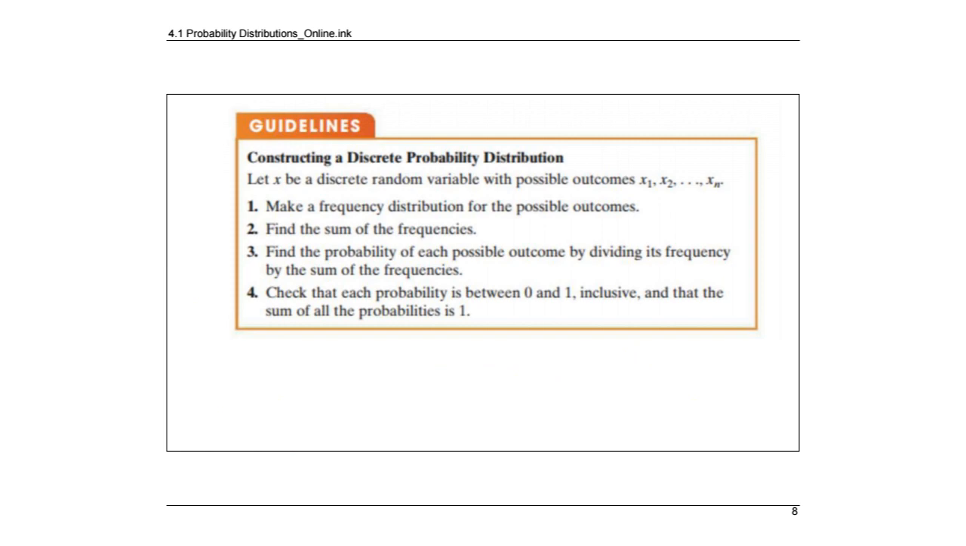Right. So if we were creating a discrete probability distribution, we would look at each of our discrete random variables. We would grab the frequencies for each of those variables. We would, of course, get the sum of the frequencies so that we could find the probability. We would take each frequency divided by the total. And then once we did that, we'd have to double check and make sure that none of the probabilities are less than 0 or greater than 1. And we would also have to make sure that they all sum to 1.